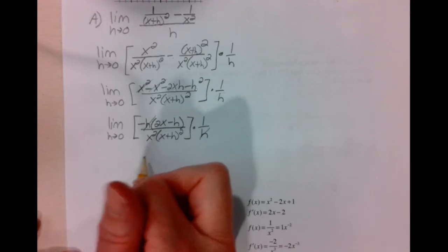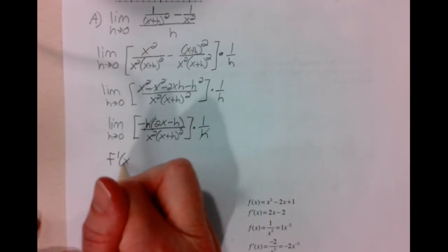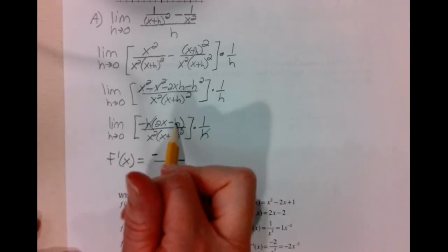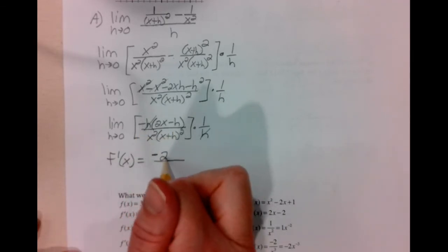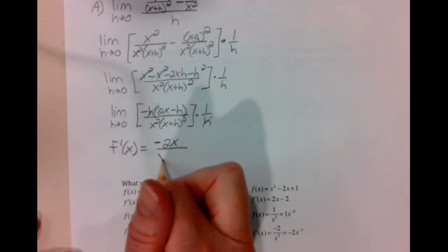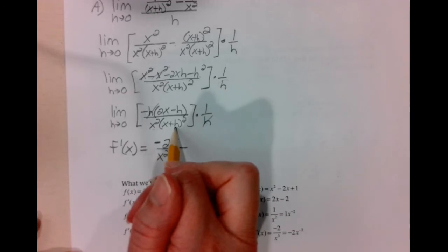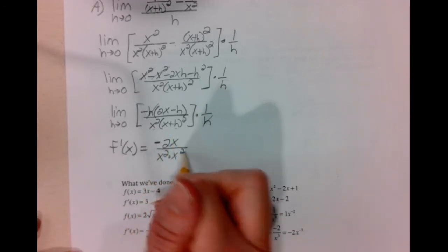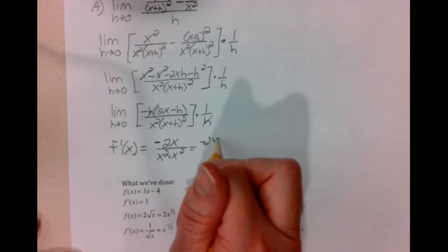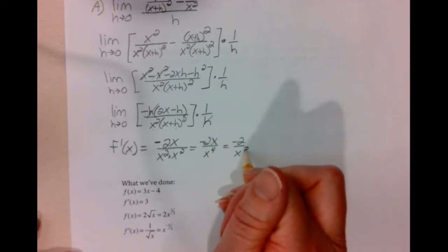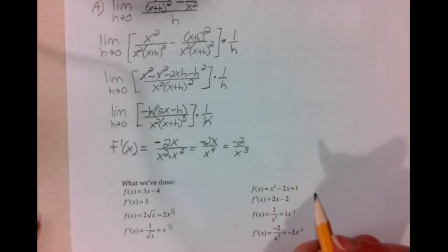I'm left with, as h goes to 0, this is gone, so I can say f's slope at any x value is found by, and we take what's left. I have a negative sign. This h goes to 0. That means that's a 2x over x squared, first factor in the denominator, times, let that go to 0, that's another x squared. In total, I have negative 2x over x to the 4th, which is negative 2 over x to the 3rd. That's my slope formula.